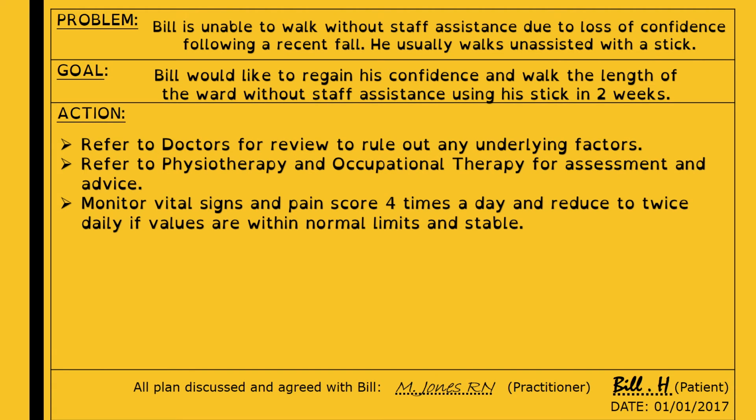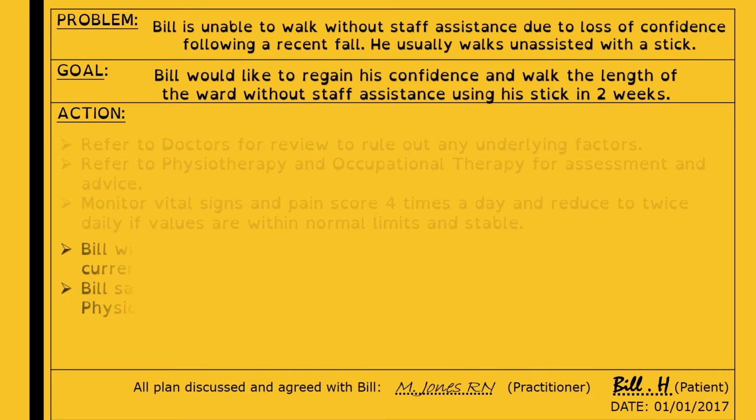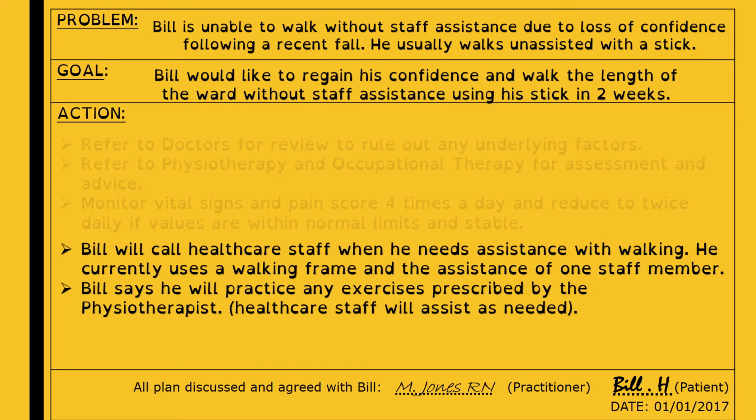And here are our actions. Collaborative approach here. Ownership of Bill to let healthcare staff know when he needs assistance.